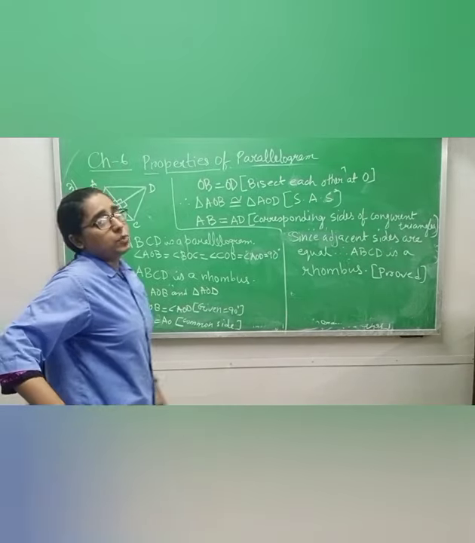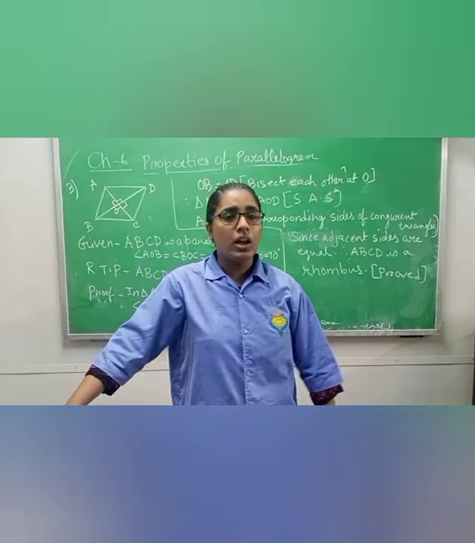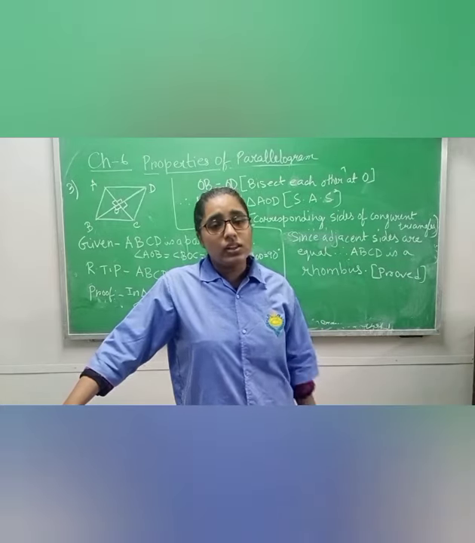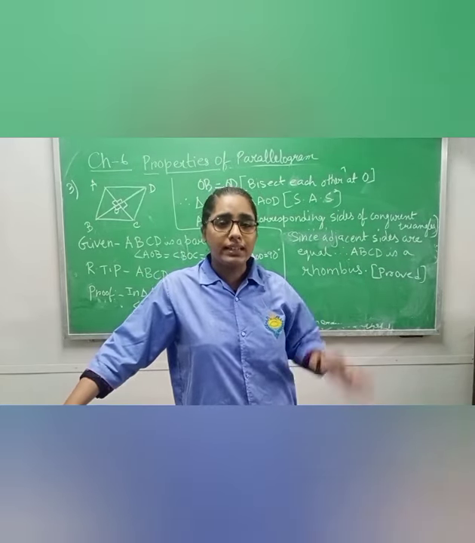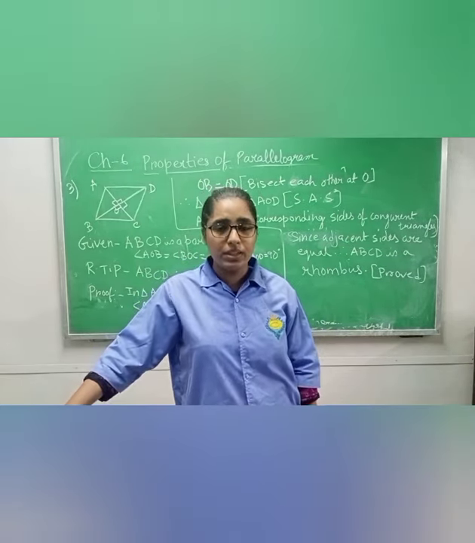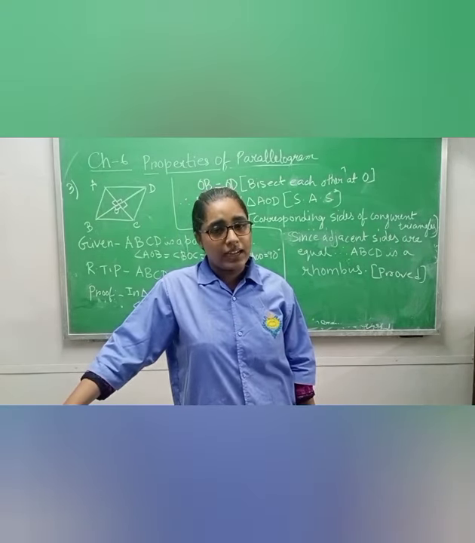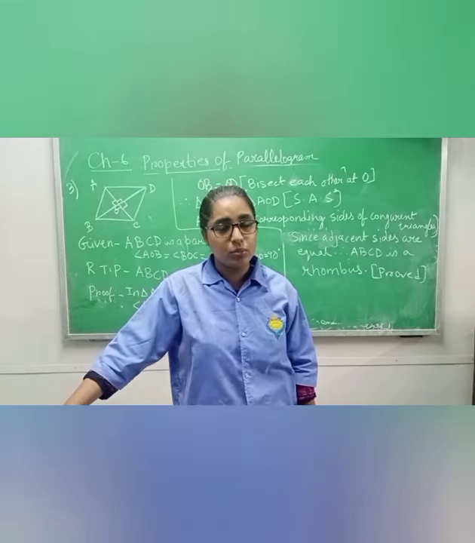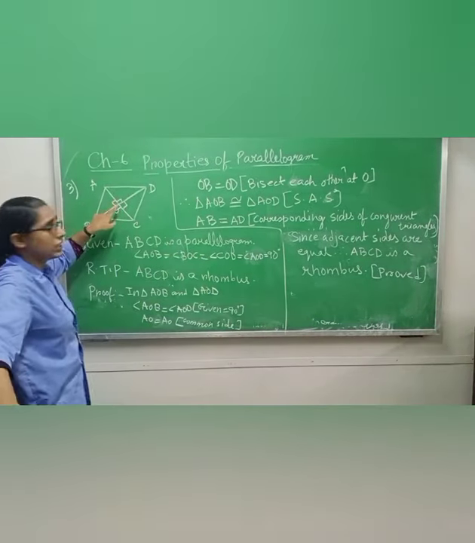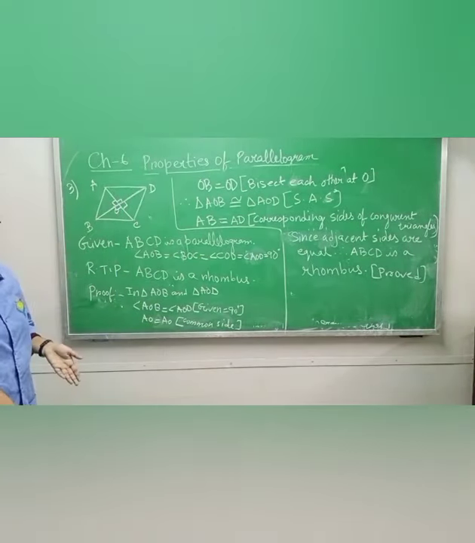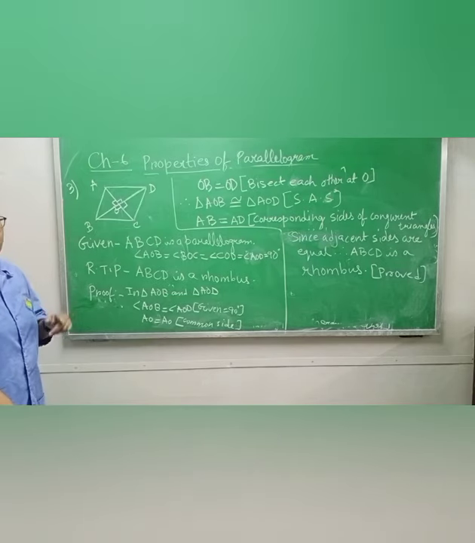Now what is the property of a rhombus? We know that all the sides will be equal. If we prove that adjacent sides are equal, it means that it is a rhombus, because mainly adjacent sides are equal in a rhombus. One property is already given, that they are intersecting at 90 degrees. The second property is that we have to prove that adjacent sides are equal.